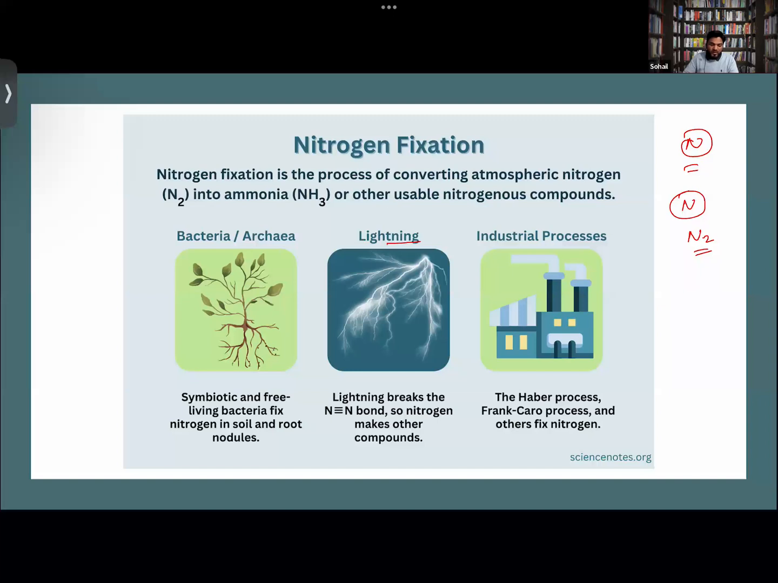So why the lightning process? The bond here will be broken. So thereby now nitrogen will combine with other components in the air and in the water, and in this manner it gets fixed into the soil. Similar thing can be done by some free living bacteria that are found in the roots of leguminous plants. You all must be aware of this.